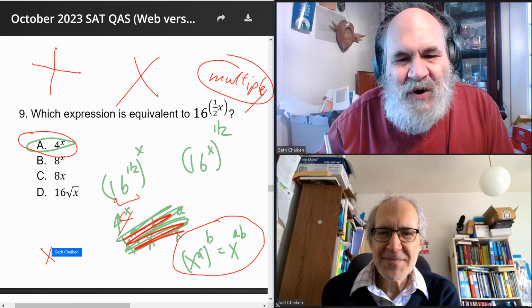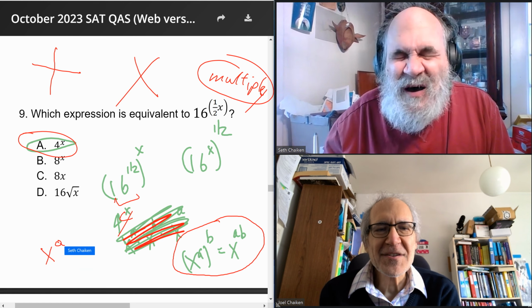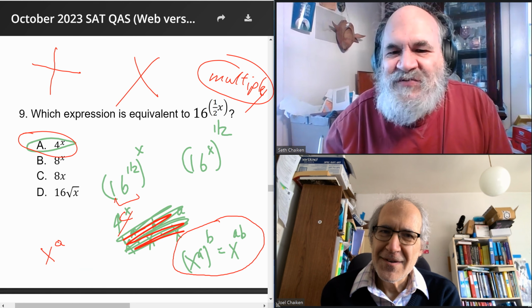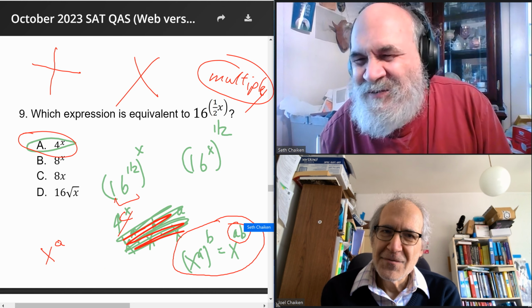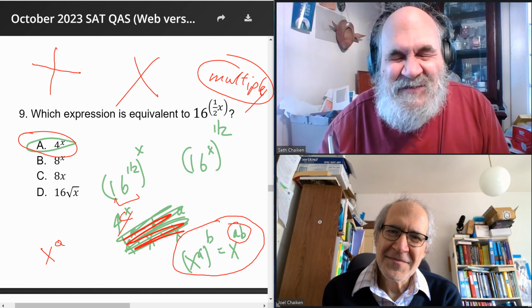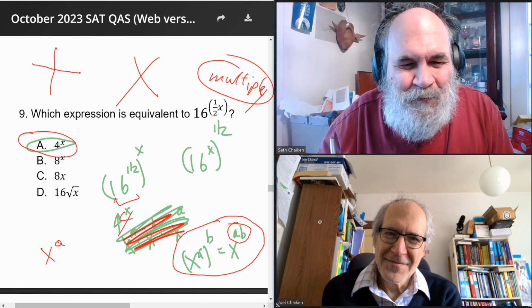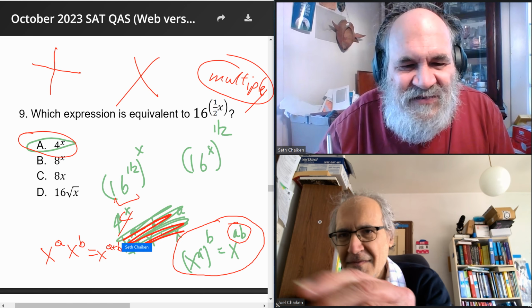What do you mean for multiplication? No, for raising something to another power. Yeah, it's the exponent rule where the exponent is a product. But you didn't make that clear. It's where the exponent is a product, and then this is the exponent rule where the exponent is a sum.